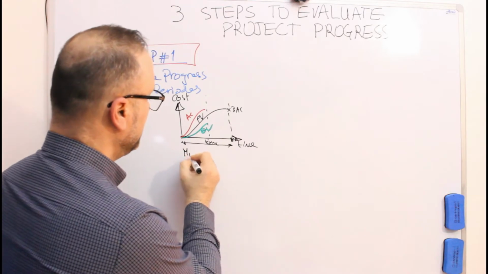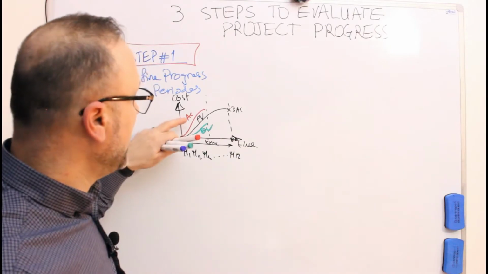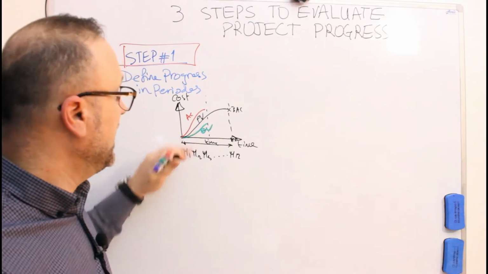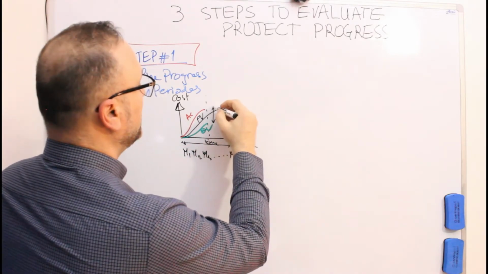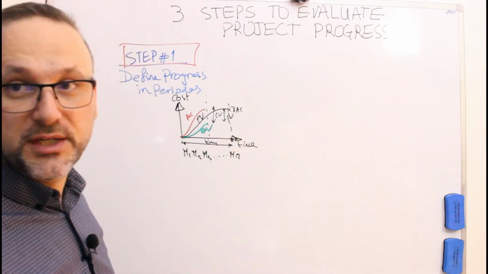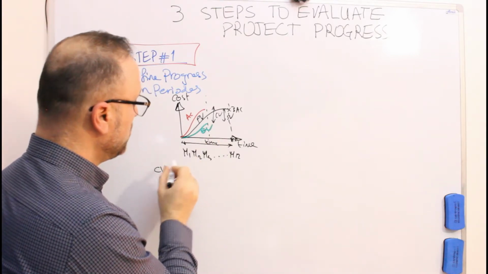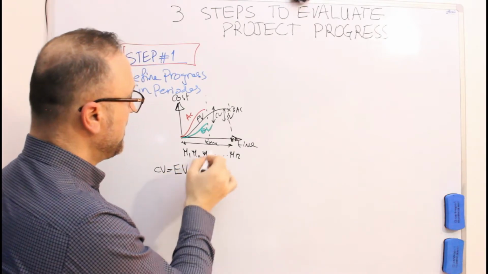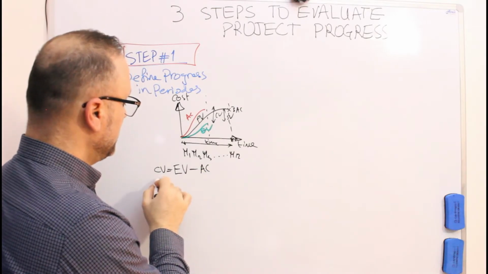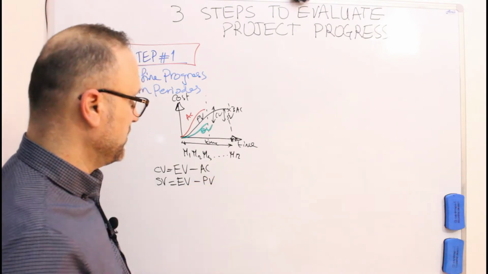So we specified month 1, month 2, month 3, up to month 12, and we specified the actual cost, the planned value, the cumulative planned value, and the earned value. And because we said also that we have the cost variance and the schedule variance of the project, the cost variance equals the earned value minus the actual cost. And the schedule variance equals the earned value minus the planned value.